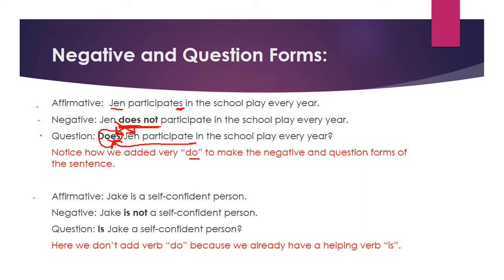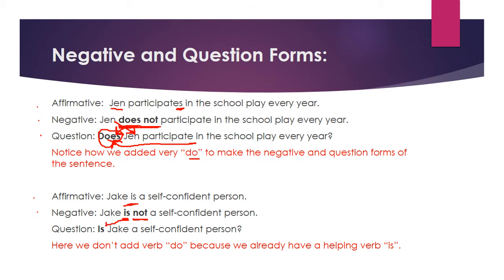Okay, another sentence. Affirmative. Jake is a self-confident person. Here's our verb. He is a self-confident person. Negative. Jake, we do have a helping verb. You cannot say does. We already have a little verb here. All we have to do is add not. Is not or isn't. Both are perfectly correct. Jake is not.